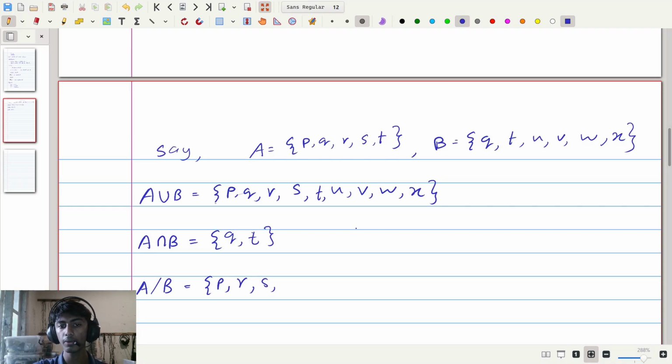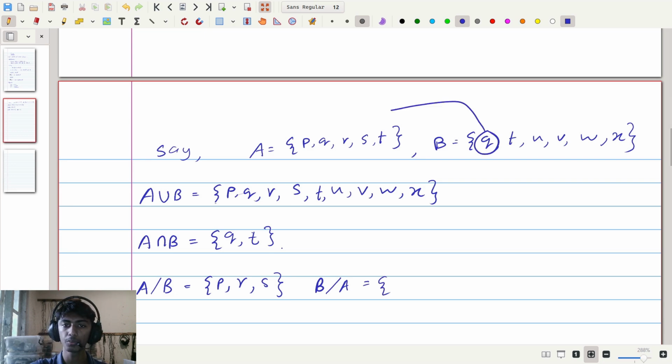However, T is in B, therefore it does not go into the difference of A and B, and we've run out of elements in A, so this is the difference of A relative to B. You'll notice if you try to do the difference of B relative to A, we get a different set. We'll actually compute that right now.